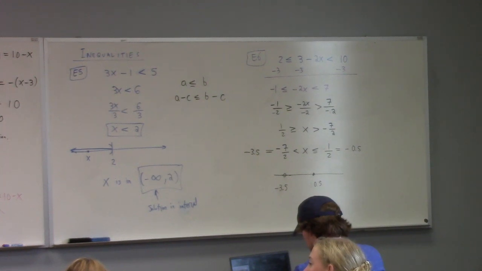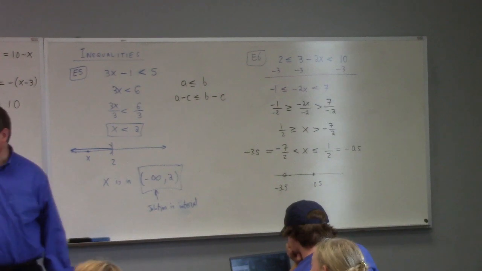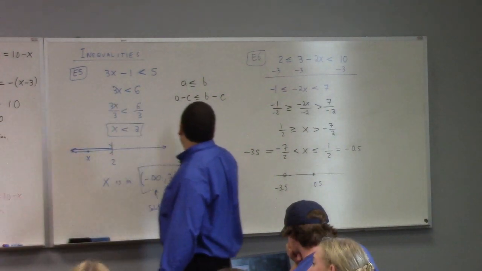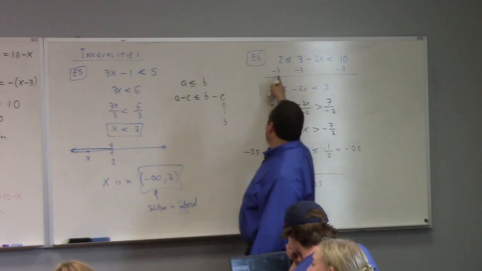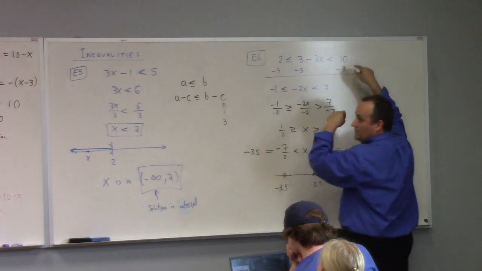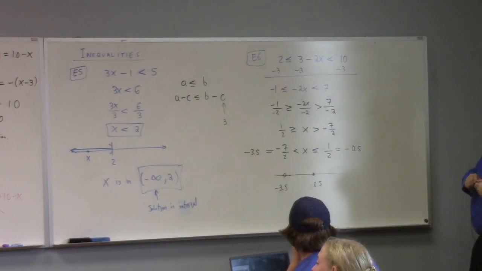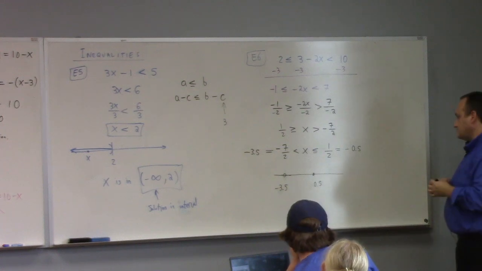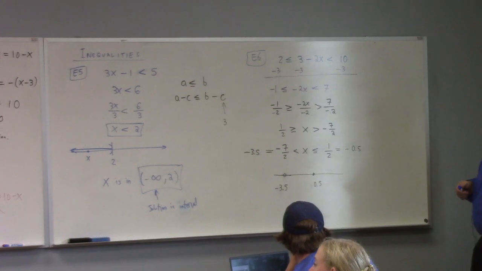When we work a compound inequality, we're working two inequalities at once. So like the C is 3. I'm subtracting 3 from both sides. So C is 3 in here. I'm subtracting 3 from here, and from here. 2 minus 3 and 10 minus 3. That's right. That gives us.